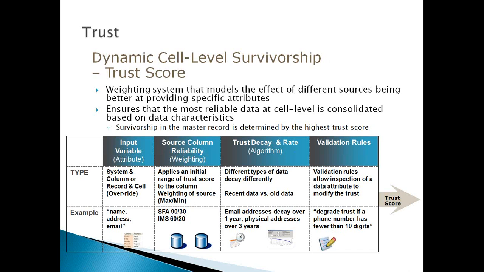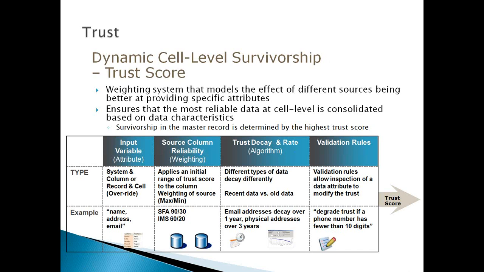But now I have a scenario where both of them are giving me bad data, SFA as well as IMS. So MDM will downgrade both of them by 50%. So SFA will become 45, IMS will become 30. Now SFA is having 45, which is more trusted, so the SFA value will get promoted into the master record. So if both are bad, we cannot help it. One of the bad values will go into the master record.